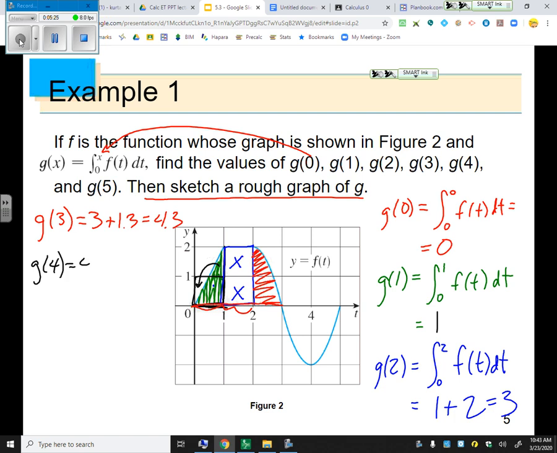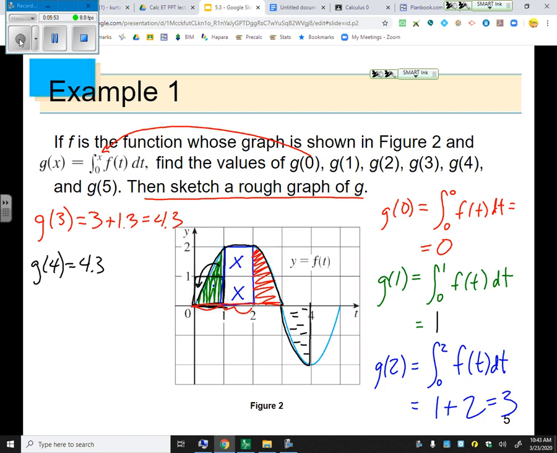G of 4, I'm taking all the area that I have above the curve so far. So all of this gave me 4.3. But now I'm wanting to go down here into this area. Well, look, I'm below the axis. Anybody remember what I do whenever I'm below the axis? I subtract. I want to subtract all that area.